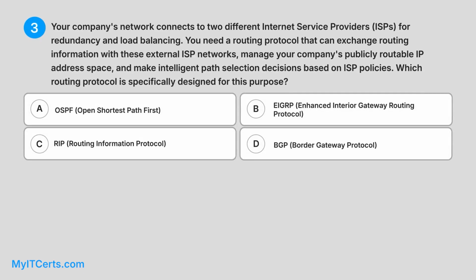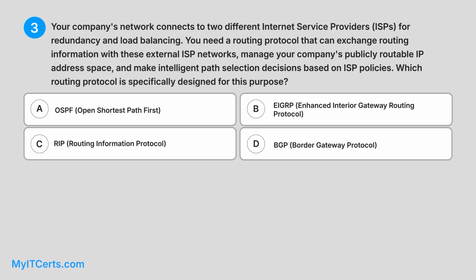3. Your company's network connects to two different Internet Service Providers, ISPs, for redundancy and load balancing. You need a routing protocol that can exchange routing information with these external ISP networks, manage your company's publicly routable IP address space, and make intelligent path selection decisions based on ISP policies. Which routing protocol is specifically designed for this purpose?